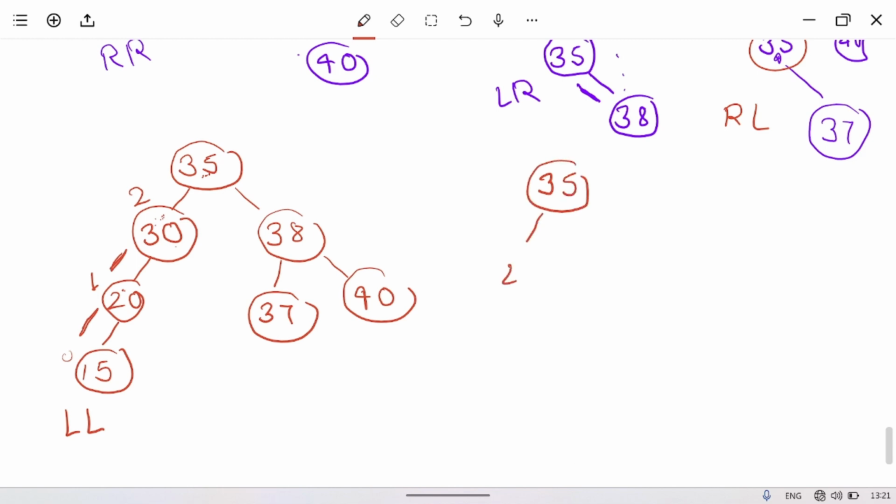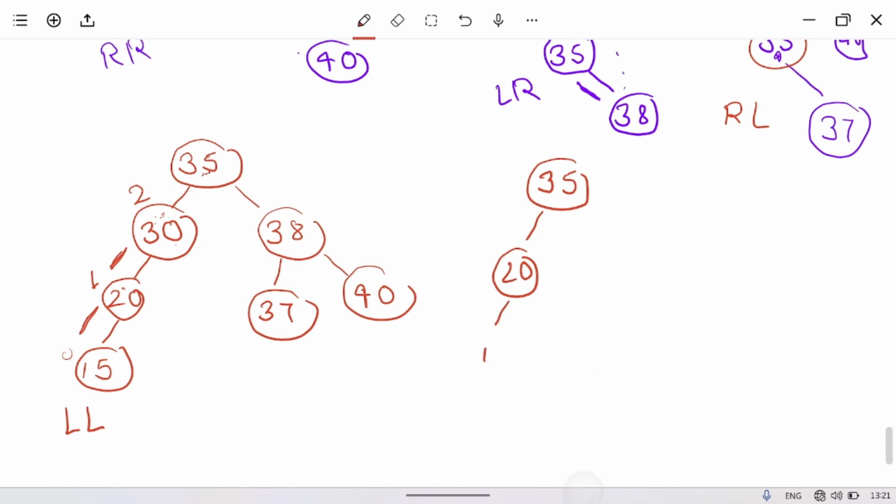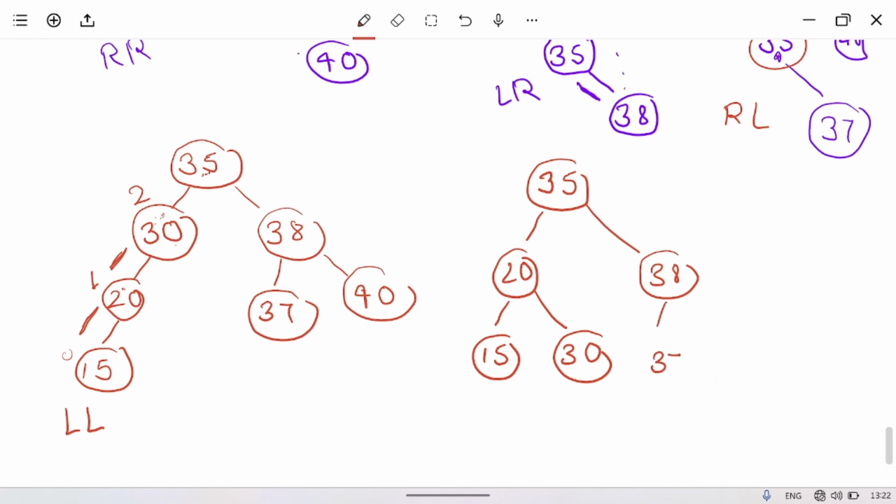35, 20, 15, 30, this will be same, 38, 37 and 40. And we will check what is height of this tree. Height of this tree is, if we want we can start from 0 also or 1 also. So I am calculating 0, 1, 2. So after insertion of these many nodes, height is 2, okay.